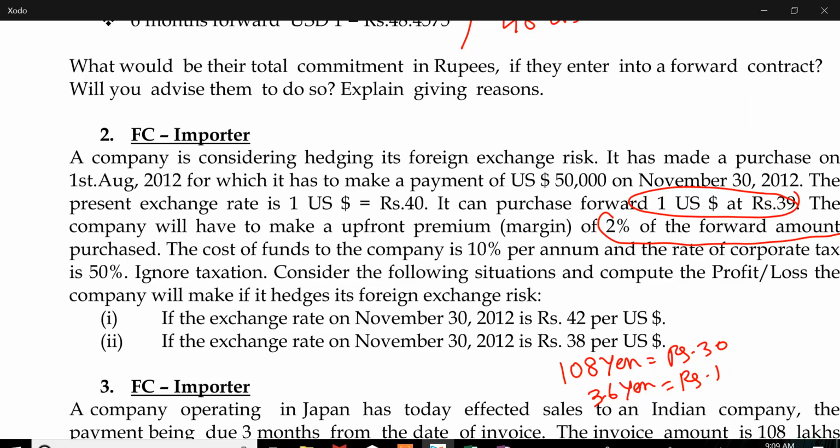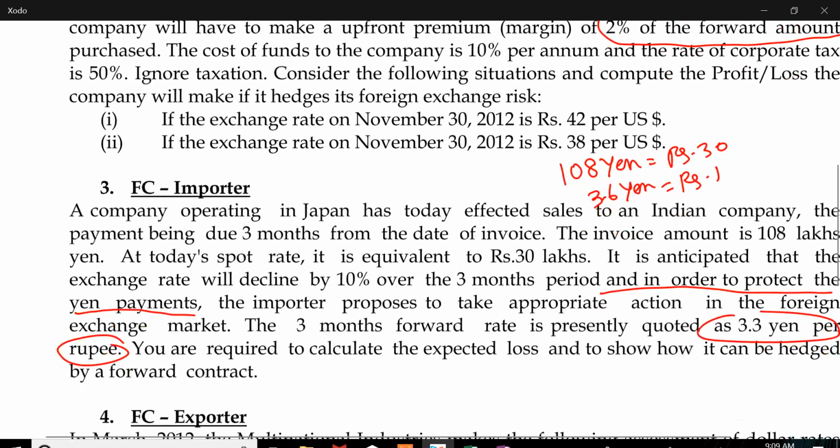Profit/loss equal to amount payable in spot market minus amount payable in forward market. Next, question number 3.